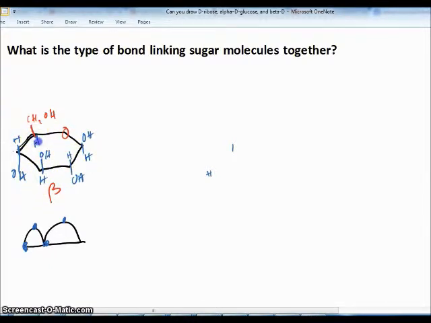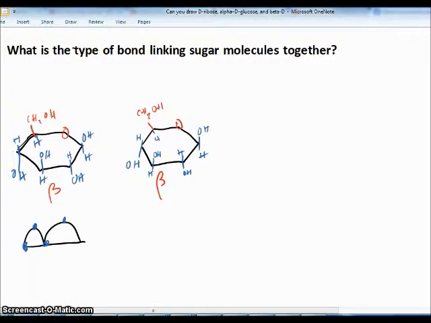complete. Then I can have a second beta glucose similar to the first one, with one hydrogen, one OH group down, one up, one down, and one up. Now if these two beta glucose want to join together, they will between these two atoms, and that will produce an HOH, or water, and this is called a condensation reaction.